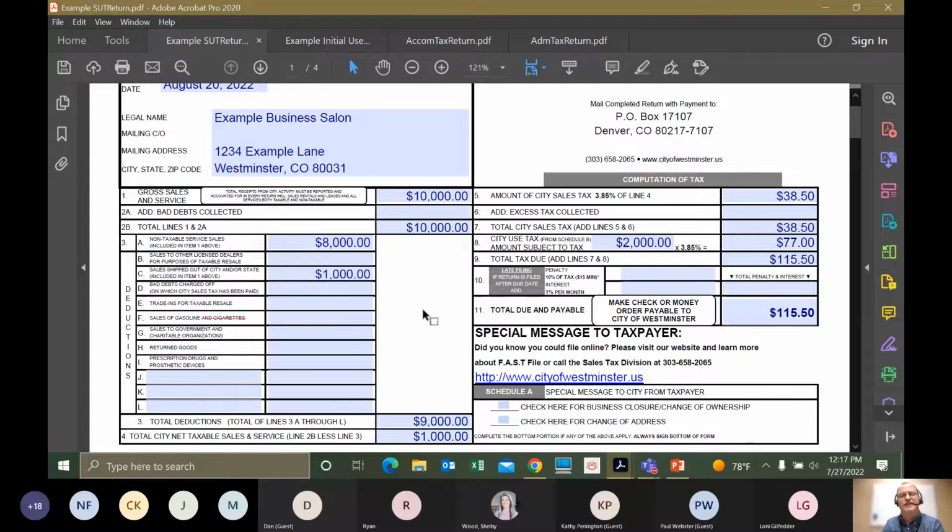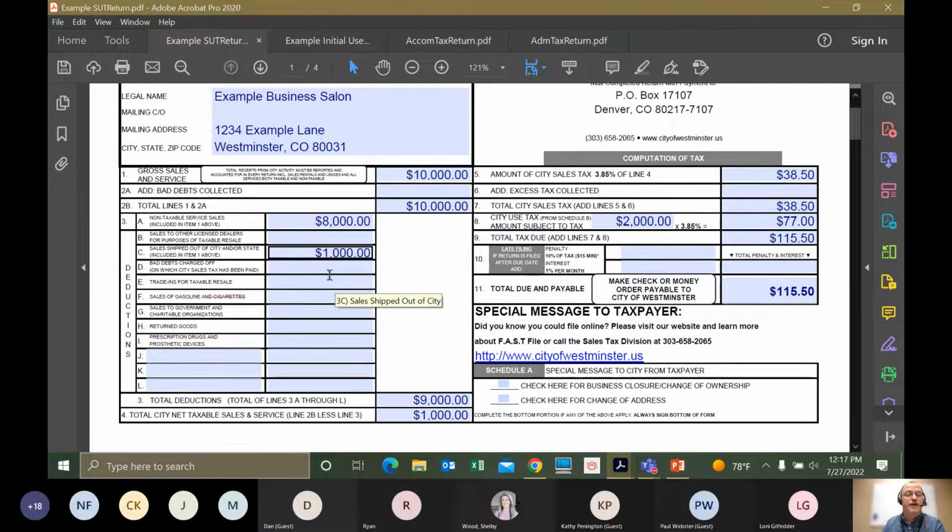And then in this case, it's probably unlikely, but we'll assume that I shipped $1,000 of product by UPS to my customers in other towns. So Westminster doesn't get sales tax on this. I had to collect it from those jurisdictions to which I shipped this product. So I get to deduct that amount too. And you'll see there are other deductions on here.